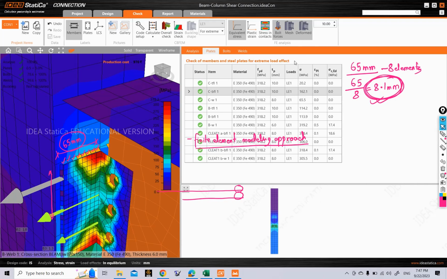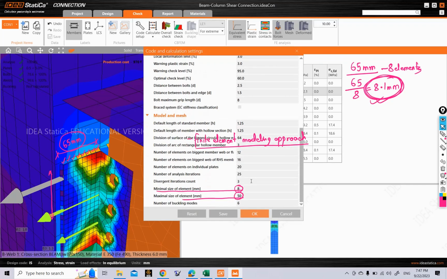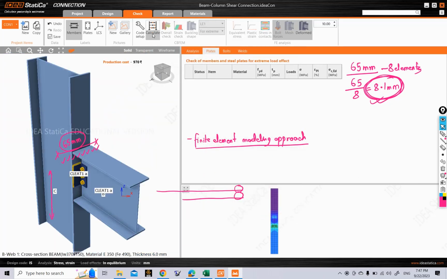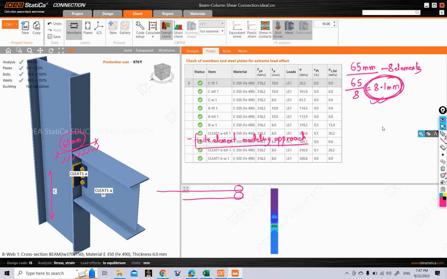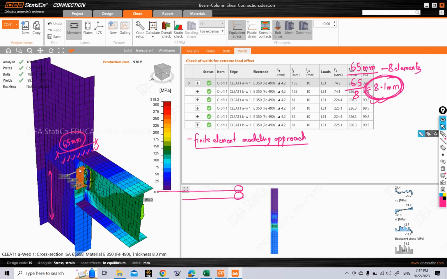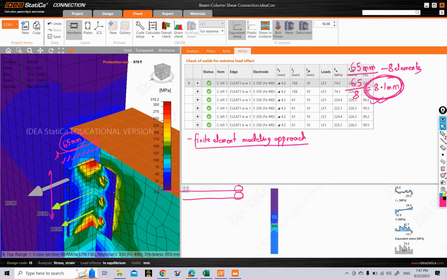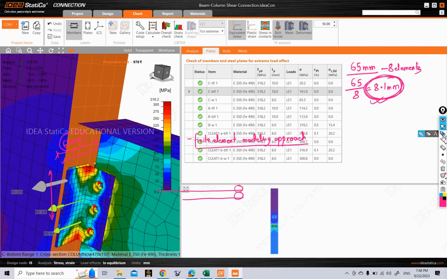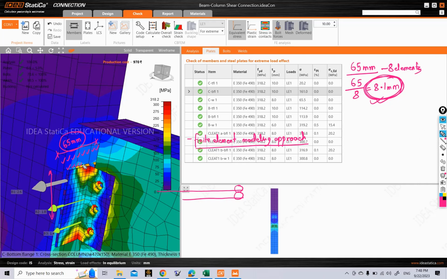Let me go to my code setup and change the minimum size of our element to 10 instead of 8, then click OK, and run the analysis again. You can run the analysis either from the design tab or the check tab. Under the check tab, click on this arrow in calculate and check stress strain, not buckling for now. I will activate the equivalent stress also and then zoom onto this element again. Now you can see that our weld element has been divided into 6 elements, so it is almost equal to 10.5 mm for each element.